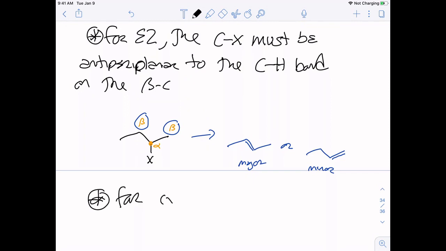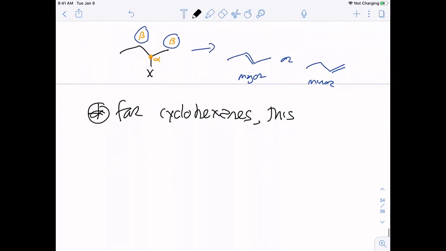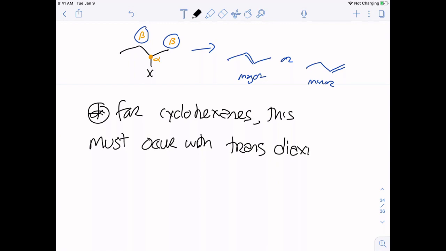For cyclohexanes, remember these guys are in chair conformations, so we have axial and equatorial positions. This must occur with trans. It's the only way we're going to make them anti is if they're trans. And then they both need to be axial, so diaxial geometry.